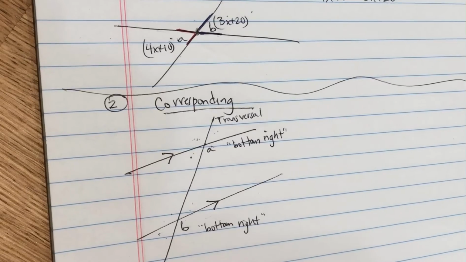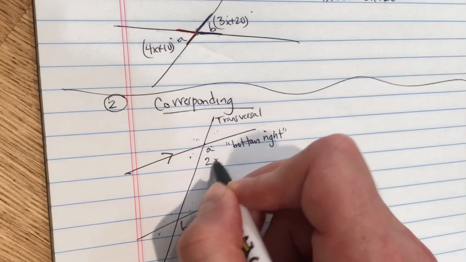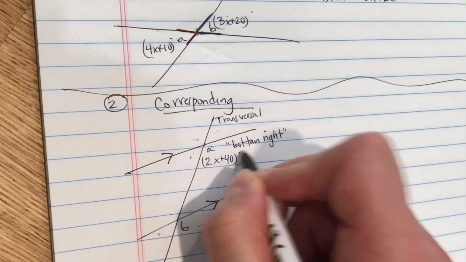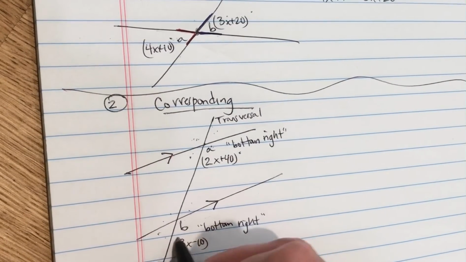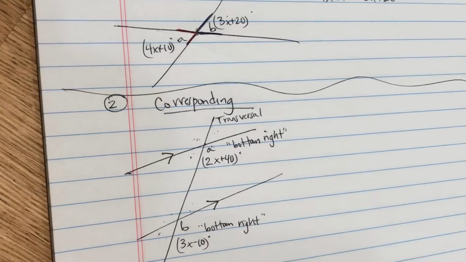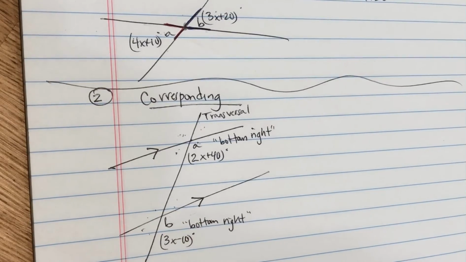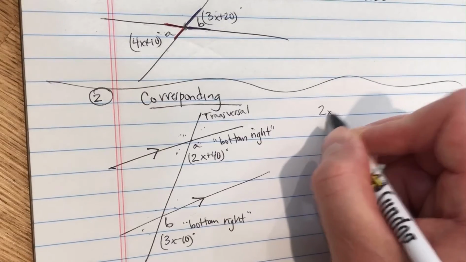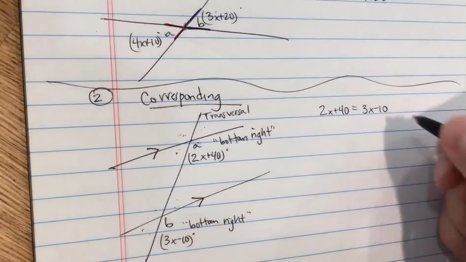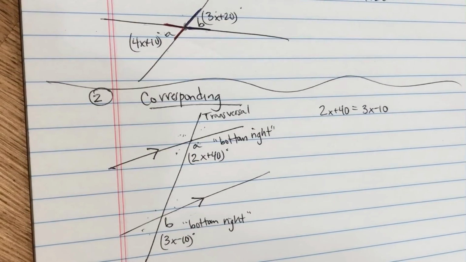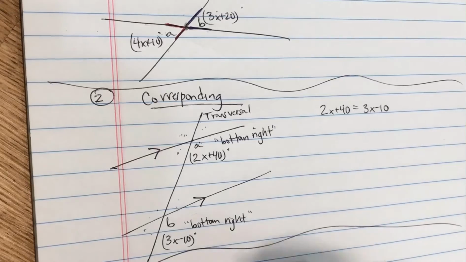So if we had an algebraic expression like 2x plus 40 degrees for angle A, and 3x minus 10 degrees for angle B, we could then create an equation to help us analyze this setup and figure out what each individual angle is. We would say 2x plus 40 equals 3x minus 10 because the angle measures are equal to each other here, and then solve that and go from there. Moving on.